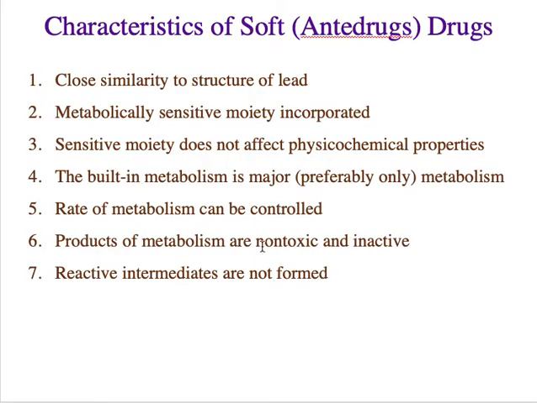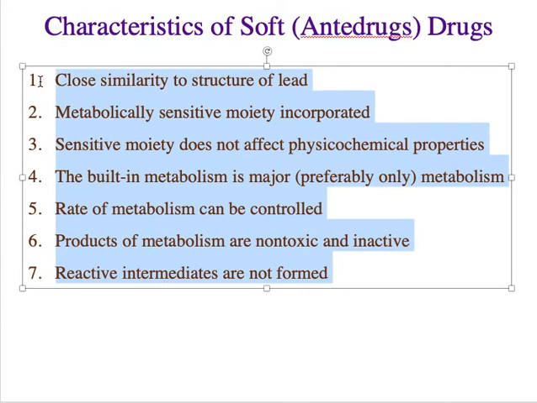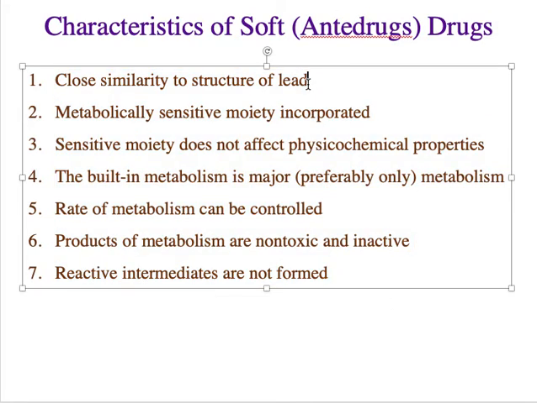And so here are the characteristics. So this is kind of nice. Here are these rules, because sometimes you have to do this. If you're having some metabolism issue with your initial lead compound, you want to find something that's going to be as close in structure to the lead as possible, but is going to have this metabolically sensitive moiety so that you can figure out how the drug's going to be metabolized.